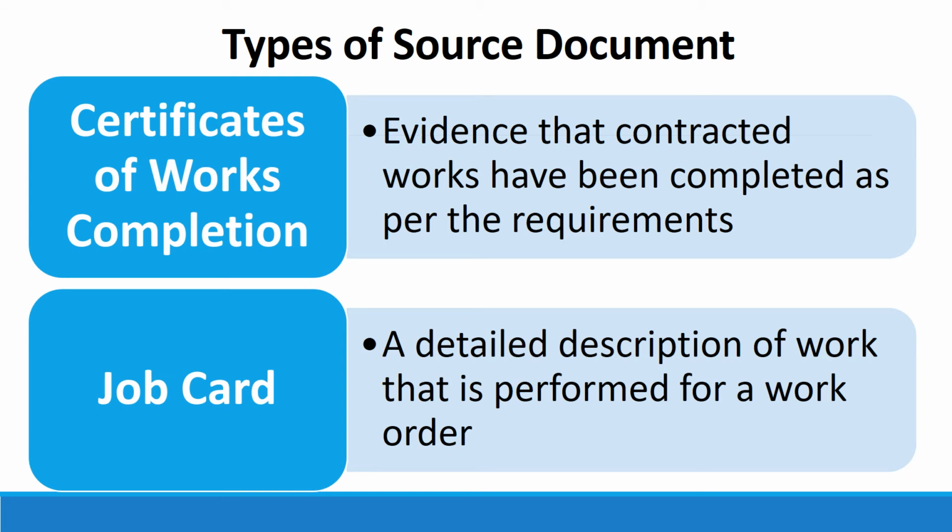A certificate of works completion is evidence that contracted works have been completed as per the requirements. Normally, in projects, the project administrator verifies the works that have been done against the requirements, and when satisfied that the works have been completed, he issues the contractor with a certificate of works completion. A job card is a detailed description of work that is performed for a work order. When clients request a service, the work that is done to serve them is documented in a job card.